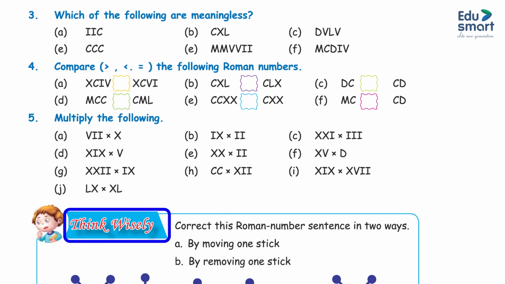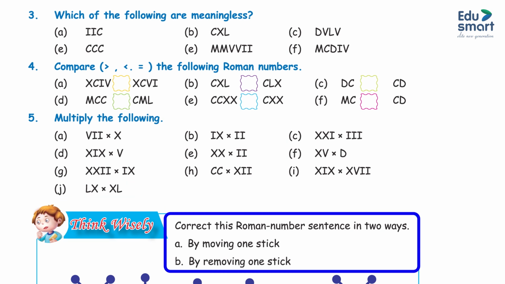Think wisely. Correct this Roman number sentence in two ways. A. By moving one stick. B. By removing one stick.